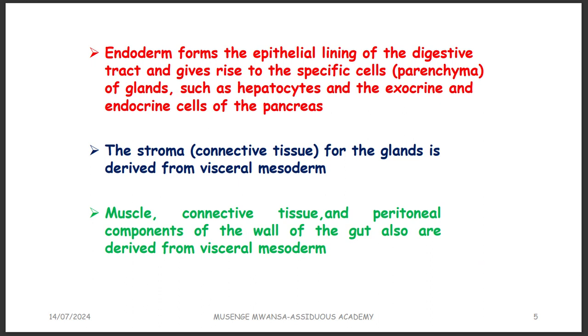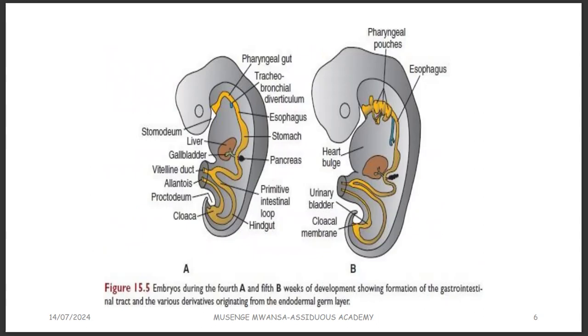Remember, mesoderm is also divided into a lot of layers. Okay, this is visceral mesoderm. So the muscles in the GIT, the smooth muscles that we know of, inner circular, outer longitudinal, and those others, come from the visceral mesoderm.